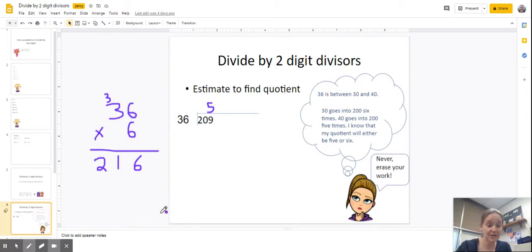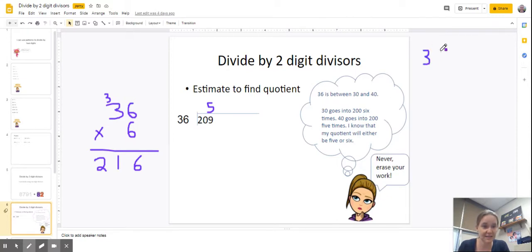Now, I'm not going to erase my work because I might need it later, especially if my number is really big and I have to divide more than once. If you're only doing the division once, it's not as important, but as our numbers get really, really big, it is super important to keep our work and not erase it. Don't be ashamed of guessing the wrong number. That's totally fine. Plus, if you do make a mistake and you have to go back and fix it, if you have your work right there, it's so much easier. So again, never erase your work.